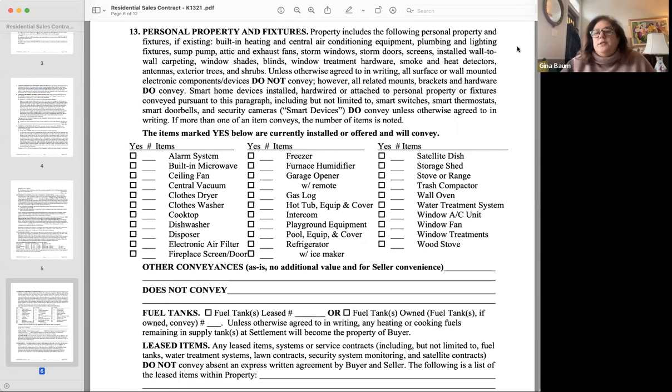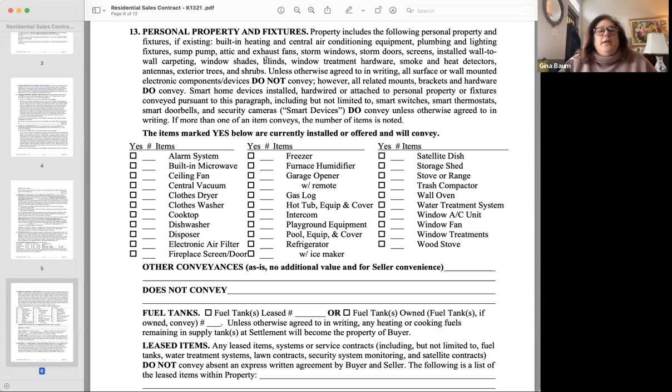Take grandma's chandelier down before the house goes on the market. Inevitably, the buyer will want it and the seller will want to take grandma's chandelier with them, and it'll be a major drag out fight over a chandelier. Just if they have things in there they want to take with them, just get them out of the house.